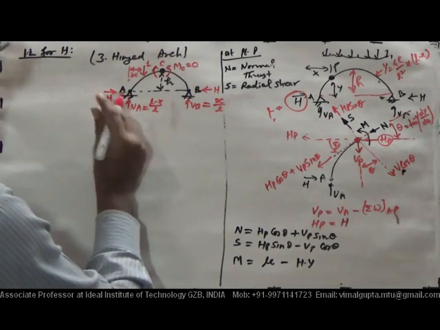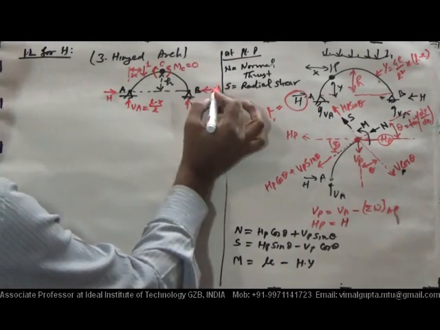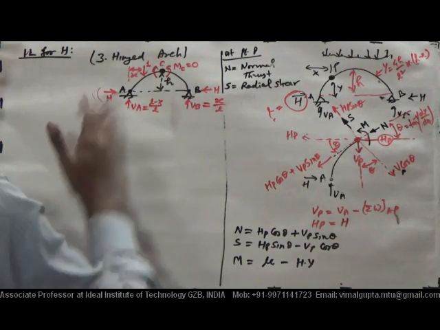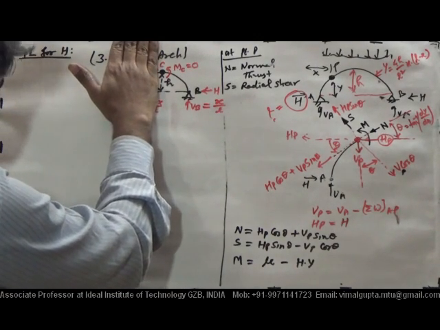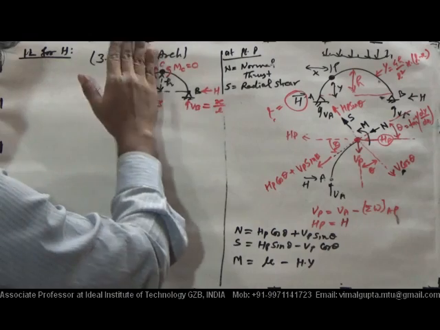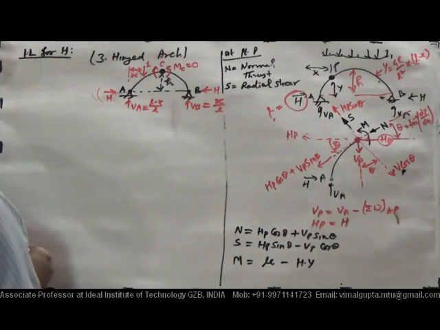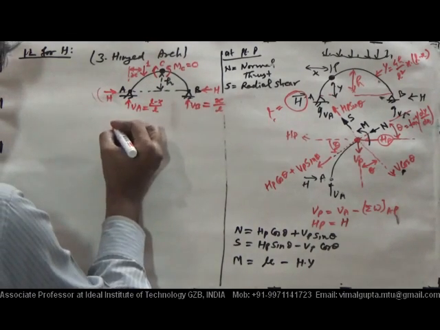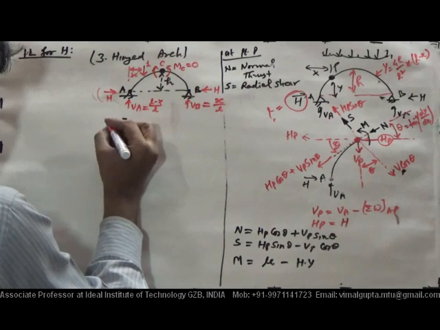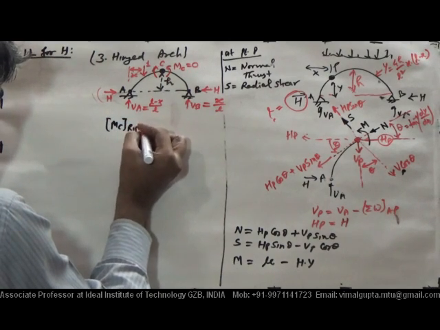So for H, what we have to do to know this value of H? We can equate this part of moment equals to 0. Summation of this part moment equals to 0. Moment at this point is 0. Therefore, considering MC, moment at point C, and I will write here right part equals to 0.